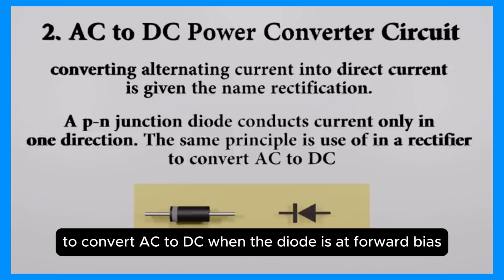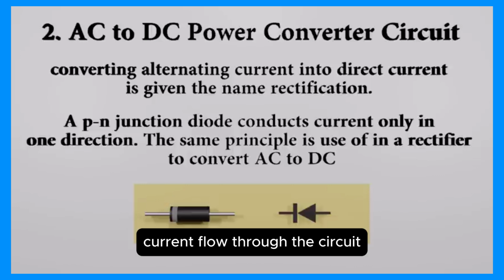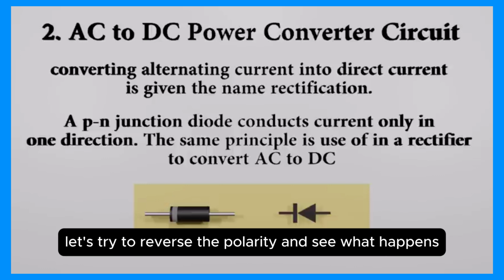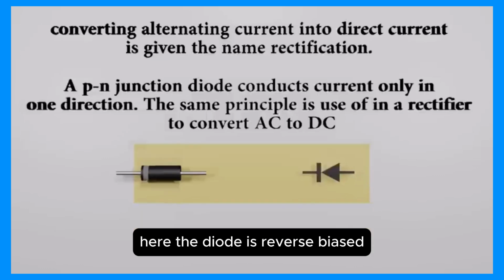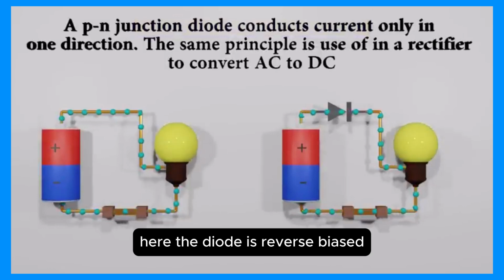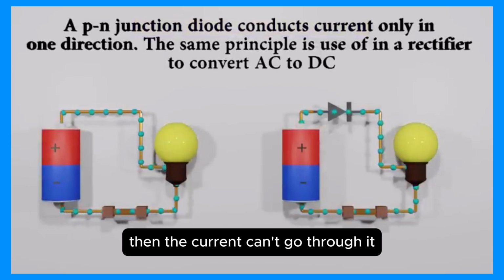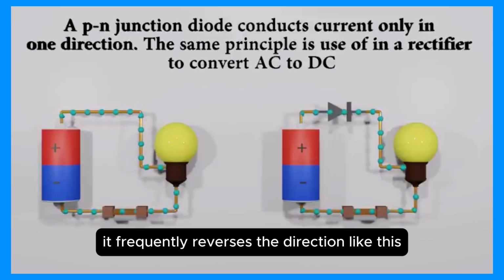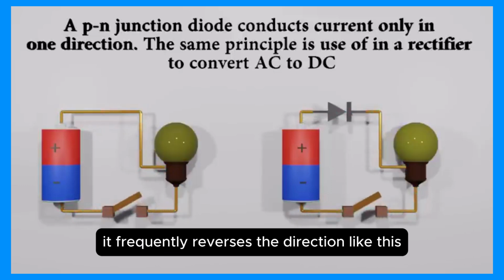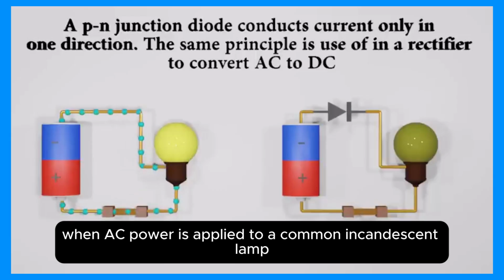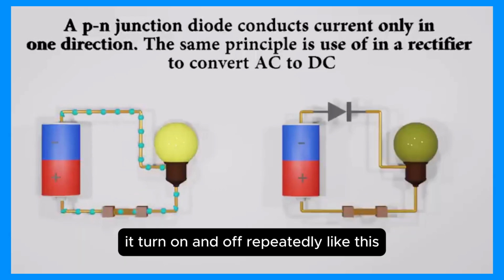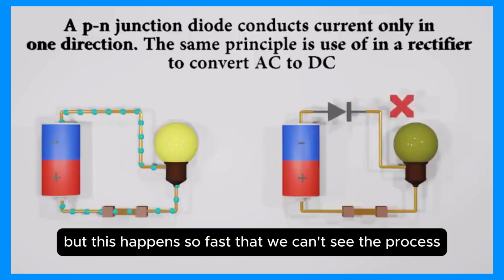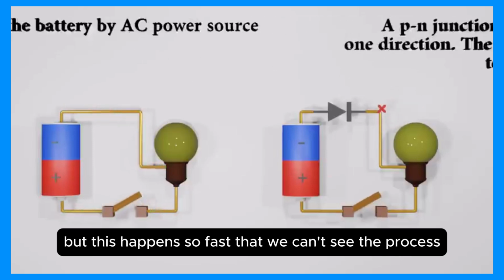When the diode is forward biased, current flows through the circuit. Let's reverse the polarity and see what happens. Here the diode is reverse biased, so the current can't go through it. Let's replace the battery with an AC power source. It frequently reverses direction like this. When AC power is applied to a common incandescent lamp, it turns on and off repeatedly like this. But this happens so fast that we can't see it.